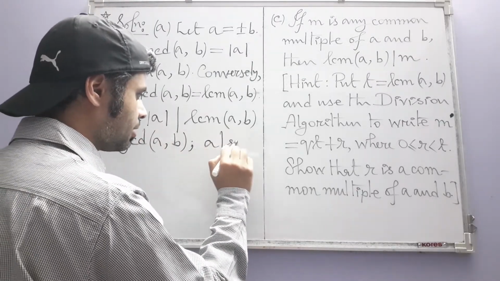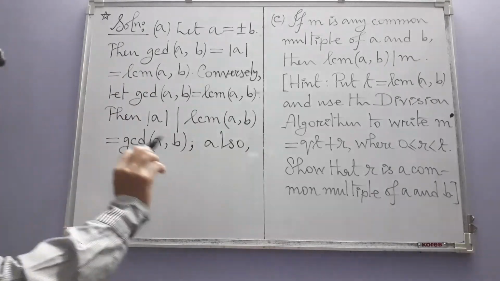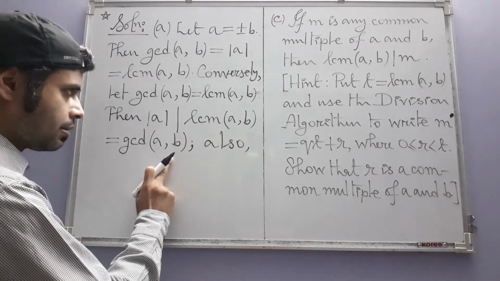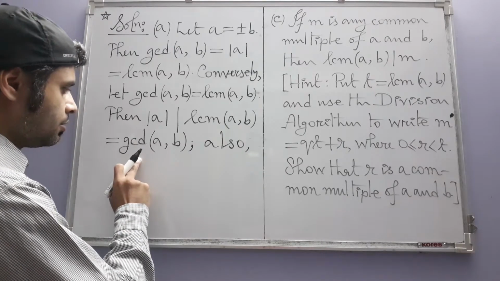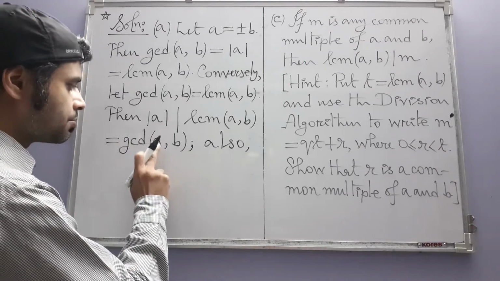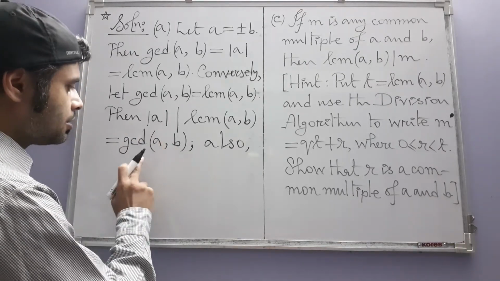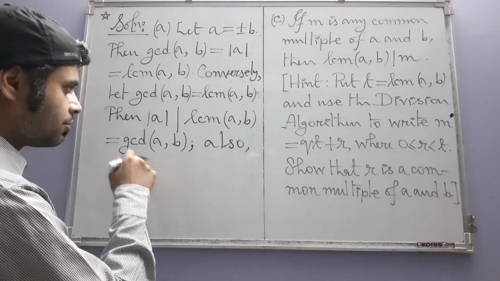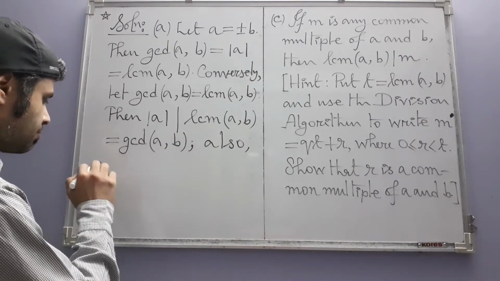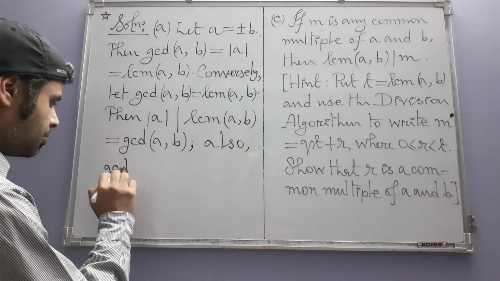But at the same time, and this next thing will come directly from the definition of GCD, the GCD of a and b, on the other hand, is a positive common divisor of a and b. That means it is something that divides both a and b. Now, since it divides a, it will also divide the absolute value of a. So, following that argument, we get this.